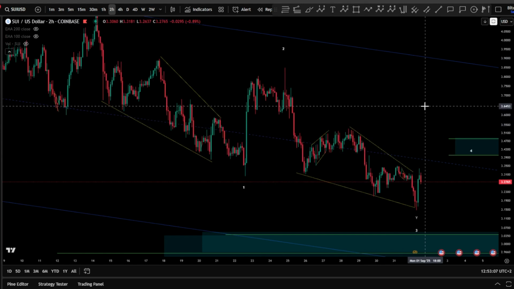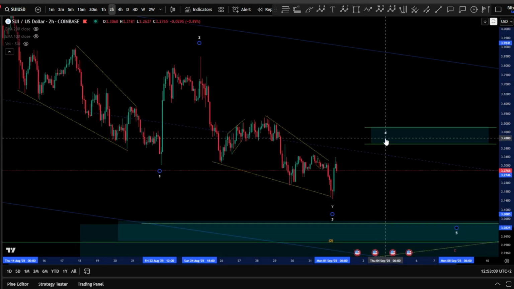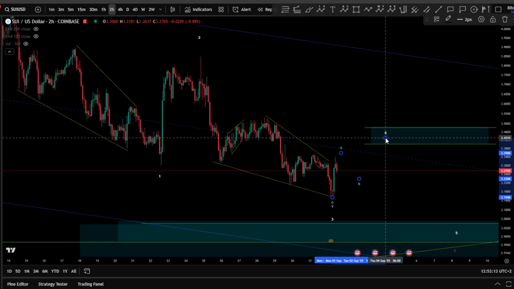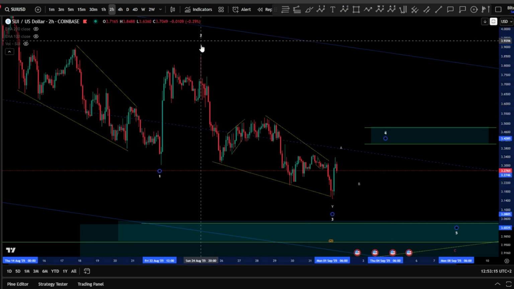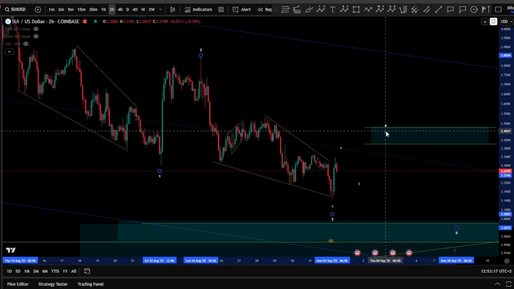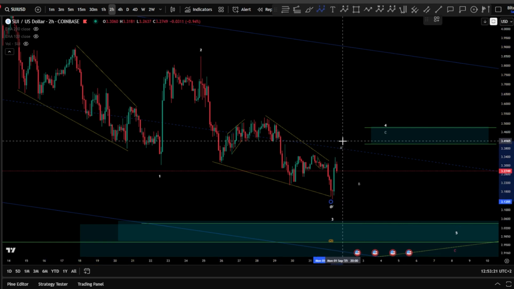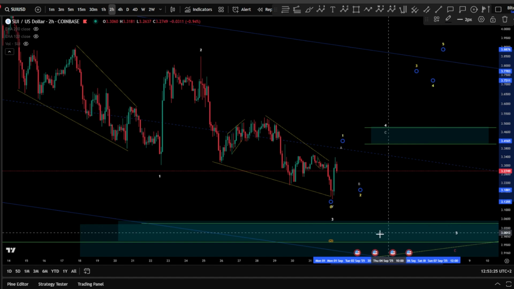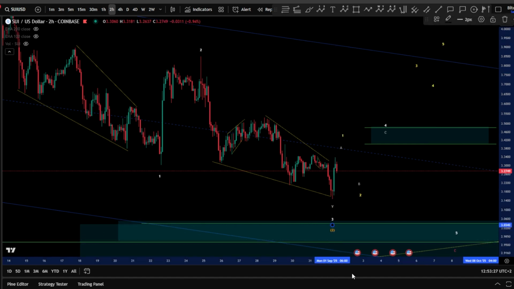What does it mean, ABC? Meaning a wave 4 in continuation of this diagonal. So I'm looking for an ABC potentially here in a wave 4. It might be the diagonal, or you are simply bullish here in 1, 2, 3, 4, and a 5, and that means you finished here a wave 2.